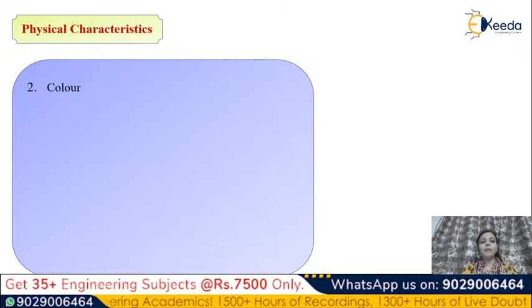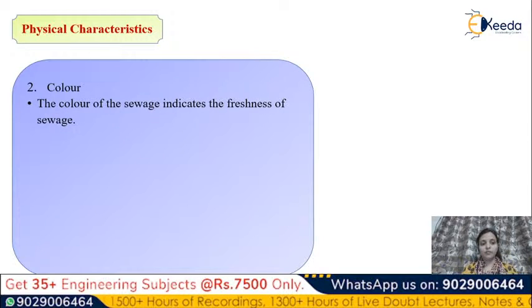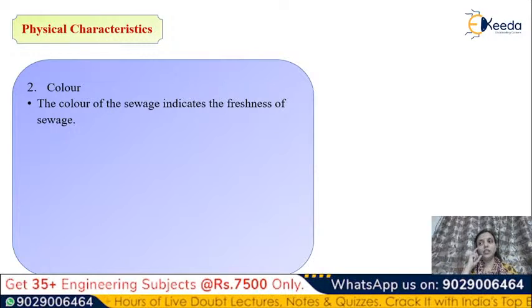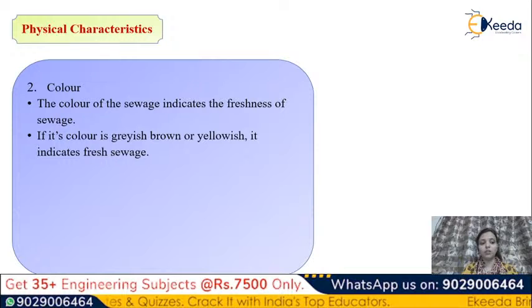The second parameter under the physical characteristics is color. The color of sewage indicates the freshness of sewage. If sewage is shown in transparent color, that means that sewage is not polluted. That means that water is clear water. If its color is grayish brown or yellowish, it indicates fresh sewage.